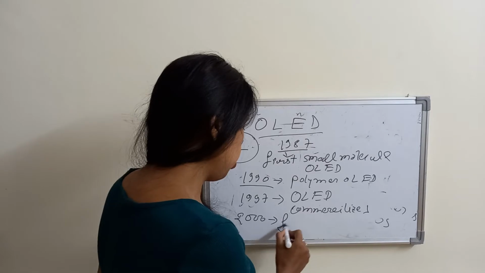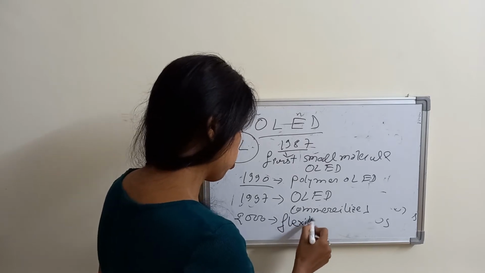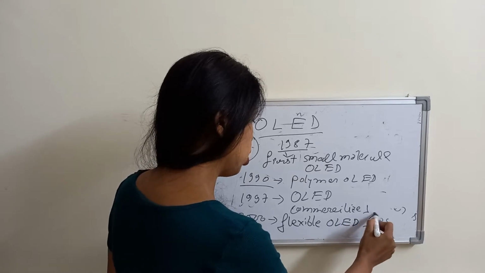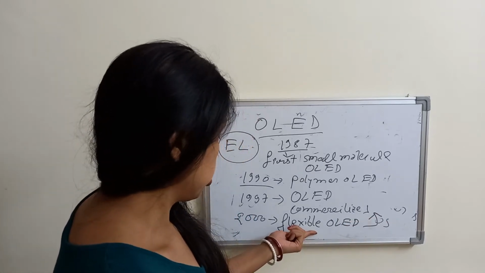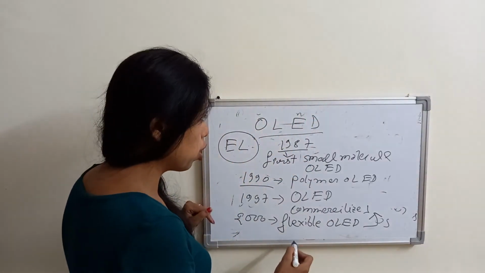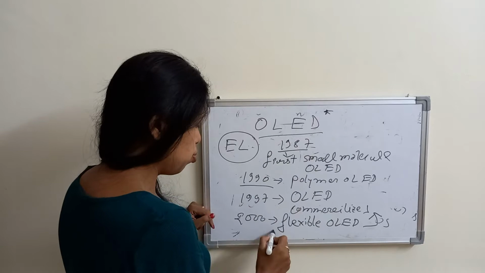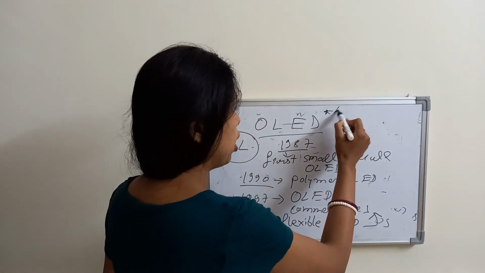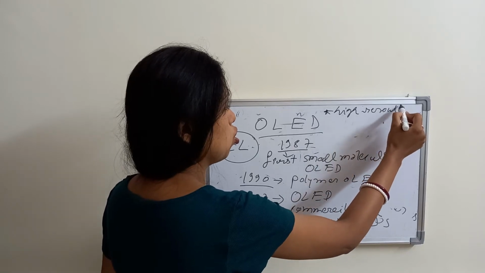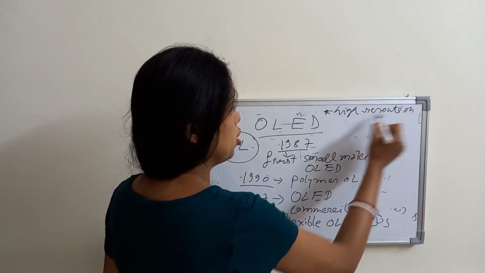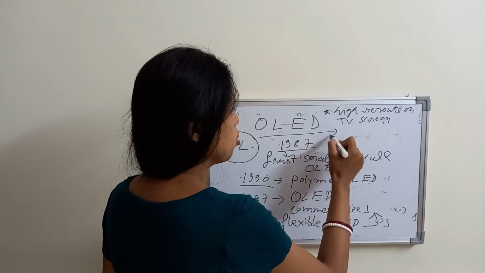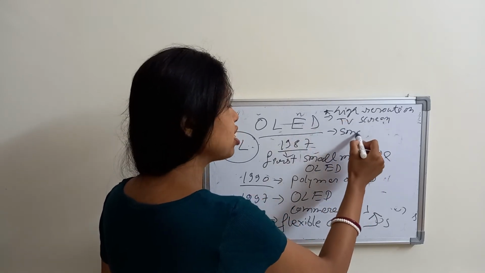After that, in the year 2000, the flexible OLED was commercialized for display application. Normally, we can use the flexible OLED in high resolution TV screens, smartwatches and so on.